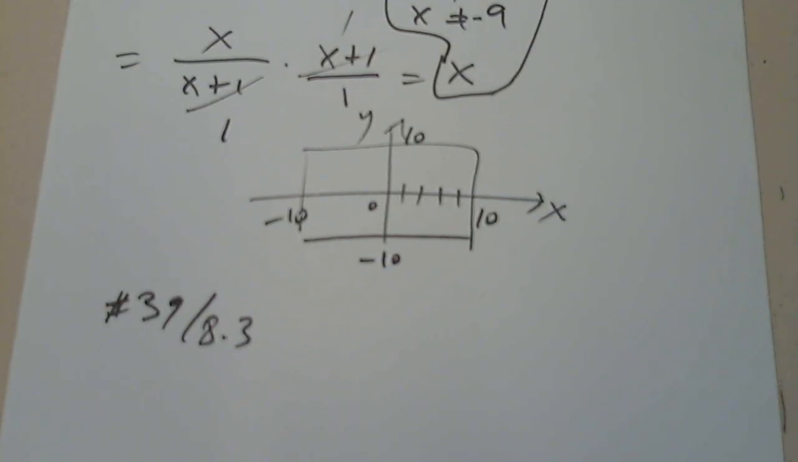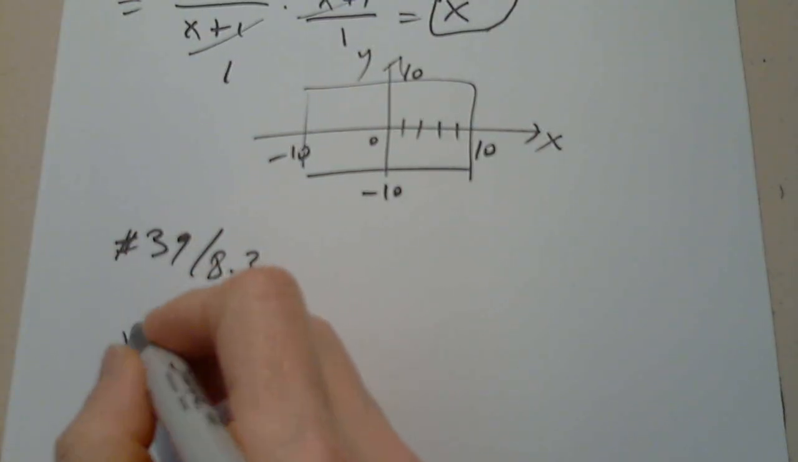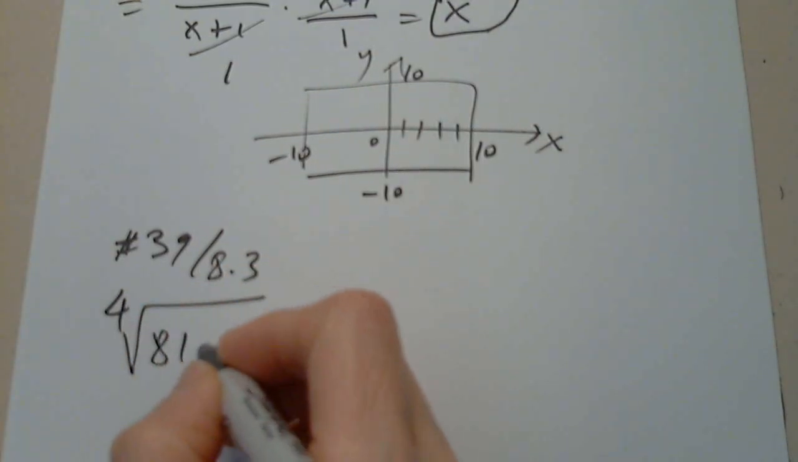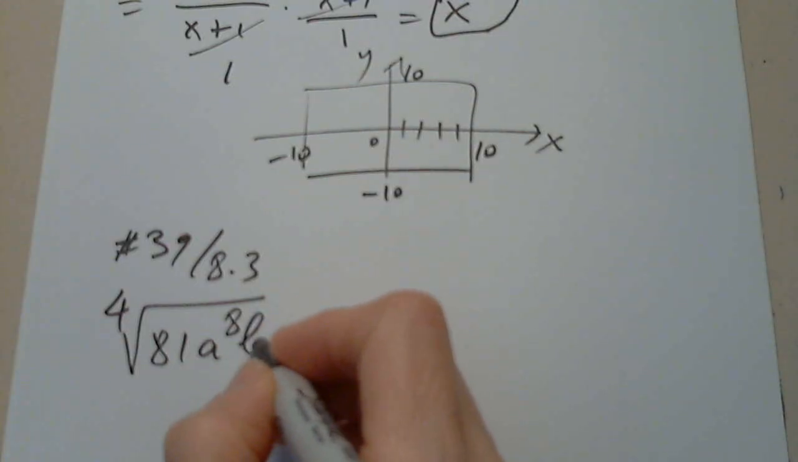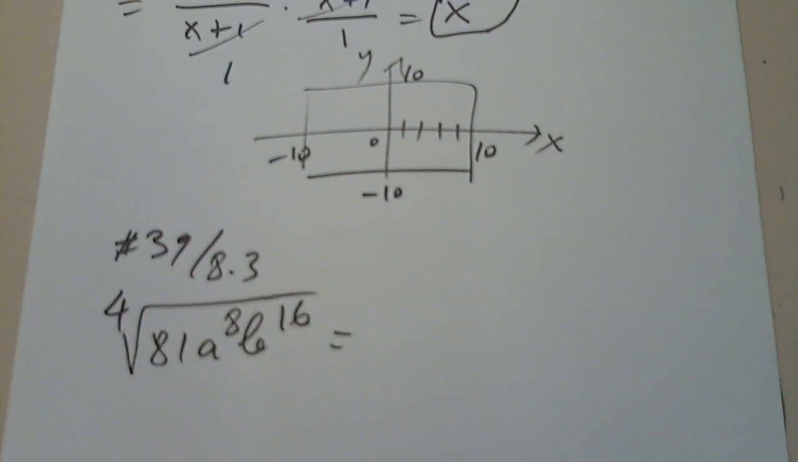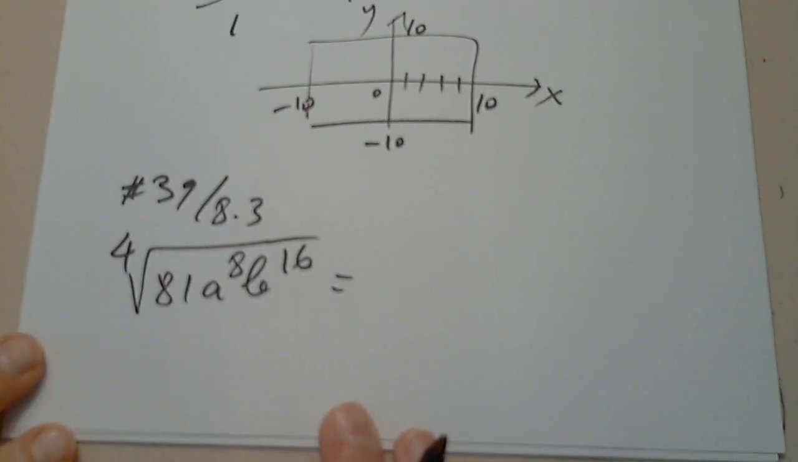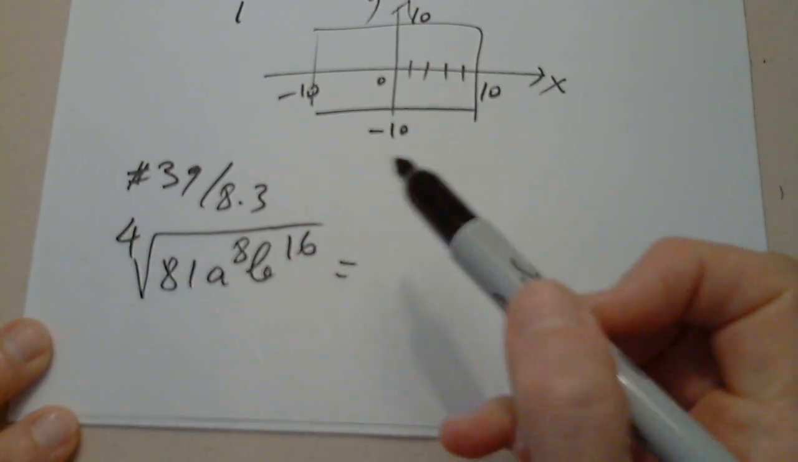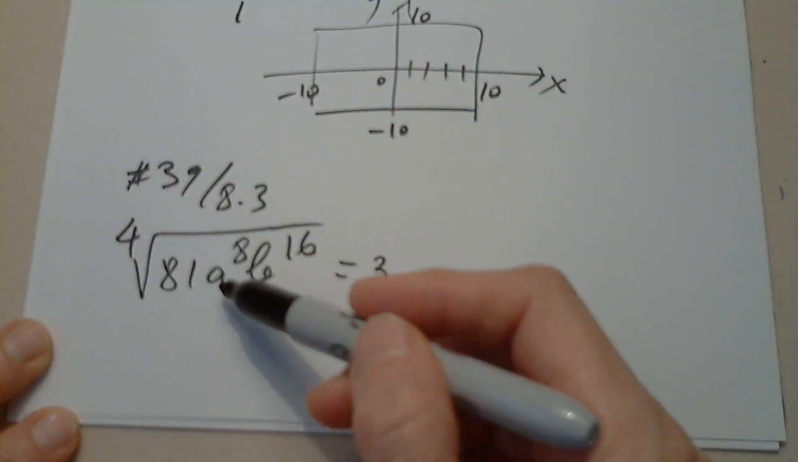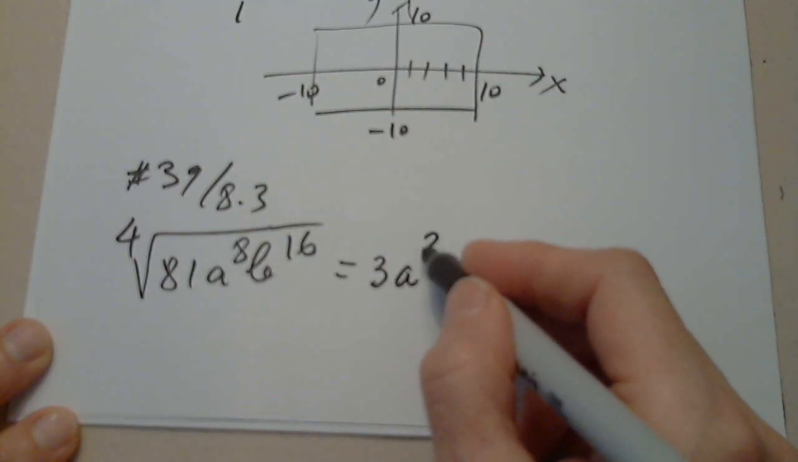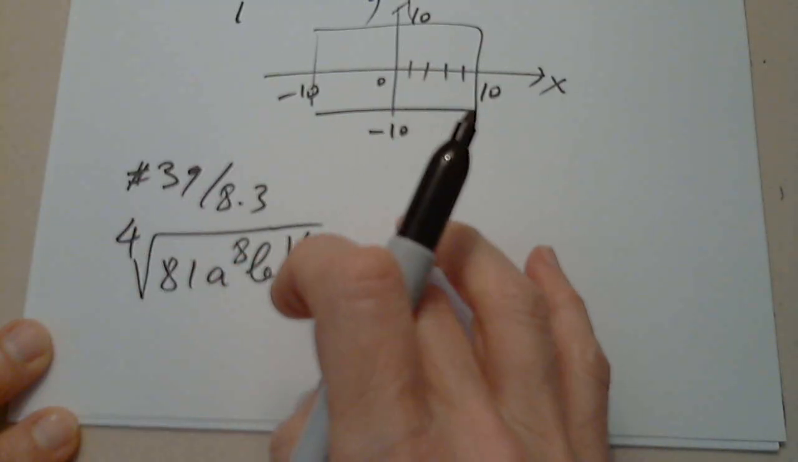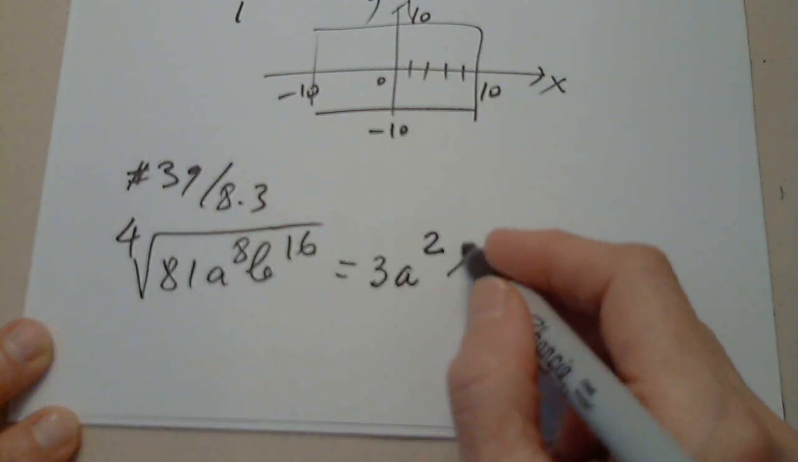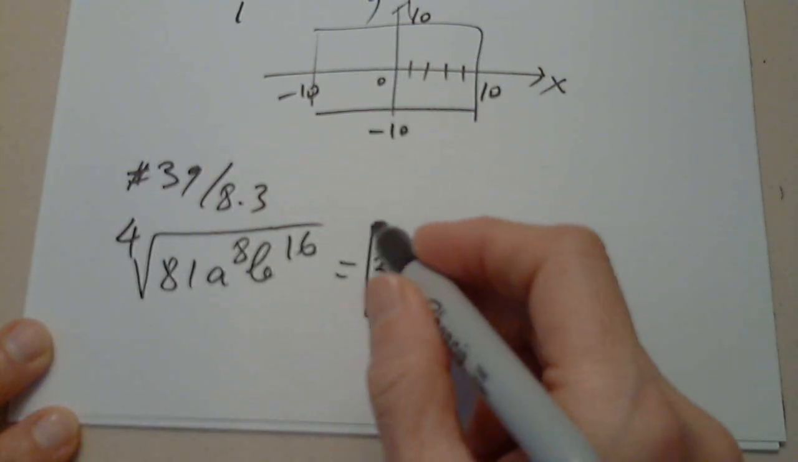Yeah, it's perfect. Excellent. So we have the fourth root of 81, a to the 8th, b to the 16th. This is a nice problem. Why? Because everything is perfect. The fourth root of 81 is 3. The fourth root of a to the 8th is a squared. And the fourth root of b to the 16th, 16 divided by 4, is b to the 4th.